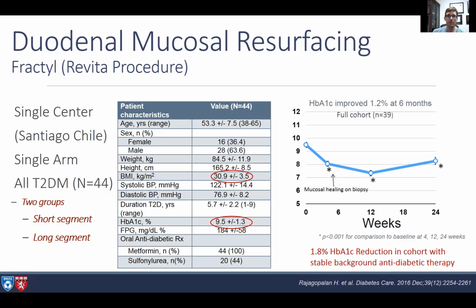However, if you look at people that had stable background medicines, so they weren't on a sulfonylurea that you had concern of hypoglycemia and had to be adjusted, they were on stable medicines, those patients had a 1.8% reduction in A1C. And this did persist well after mucosal healing was documented on repeat biopsy.